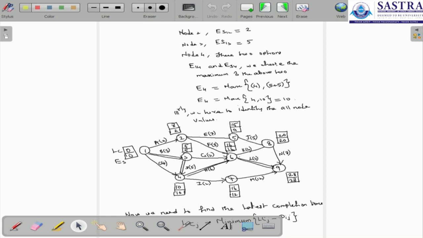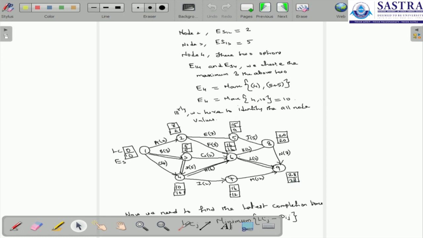And there is the ninth node. Through the ninth node there are activities from node 8, node 6, and node 7. We choose the maximum of these three. So here it is 20 plus 8, 28, and here it is 16 plus 3, 19, and here it is 12 plus 12, 24. We choose the maximum, that is 28.